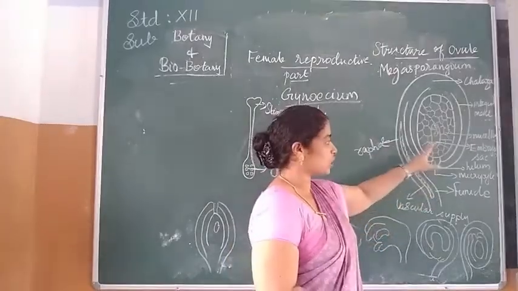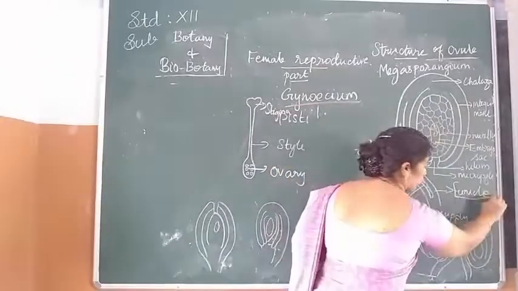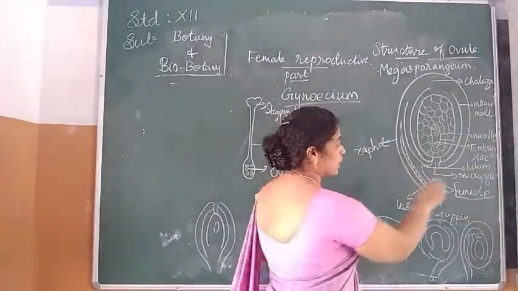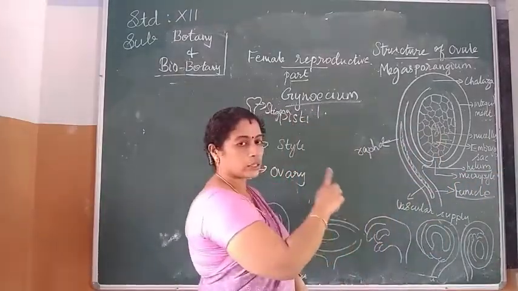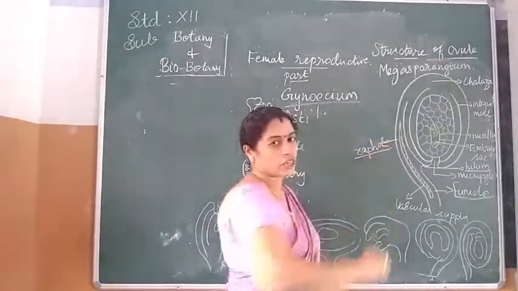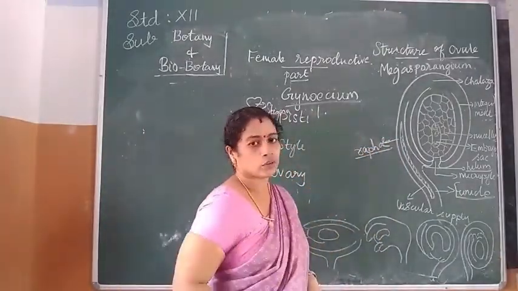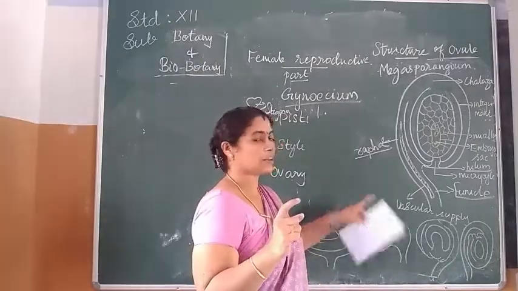A sac-like structure is present, and it is known as the embryo sac. First we have completed the funicle, the stalk of the ovule. Second, the junction between the stalk and the body of the ovule is known as the hilum. Then the raphe, a ridge-shaped structure present on the outer surface of the ovule, mostly in an inverted ovule.